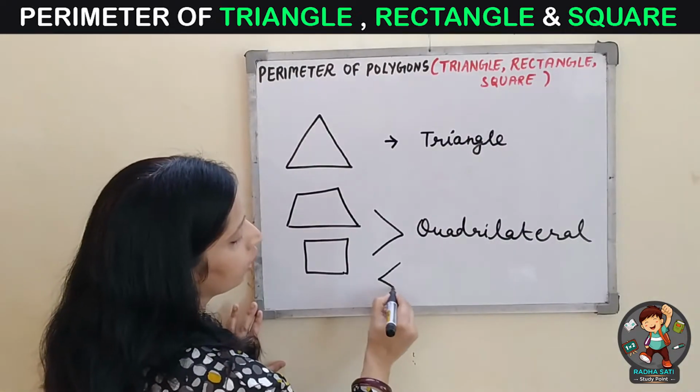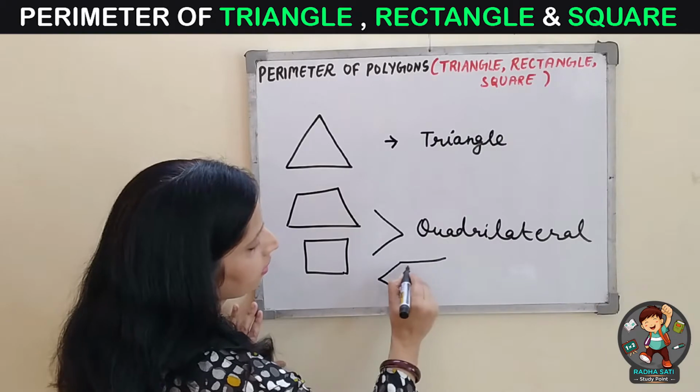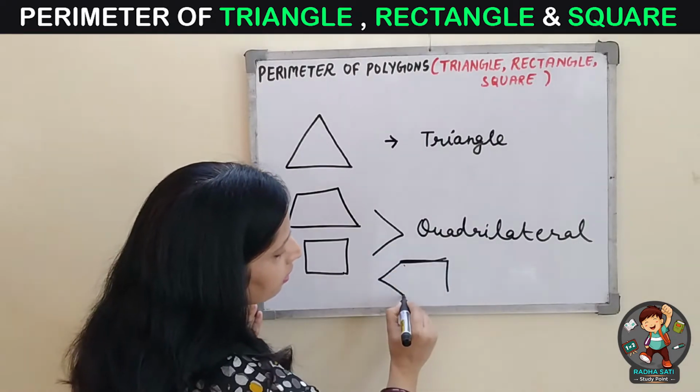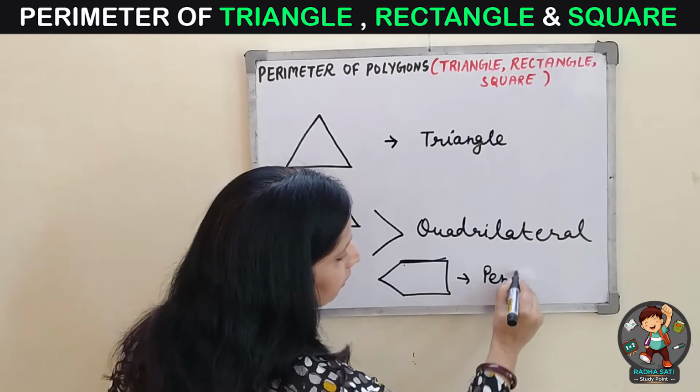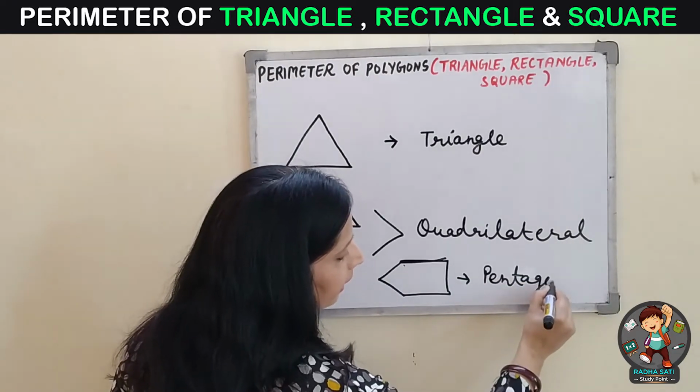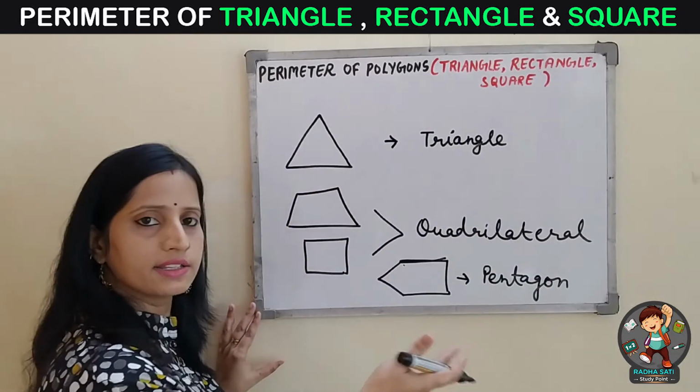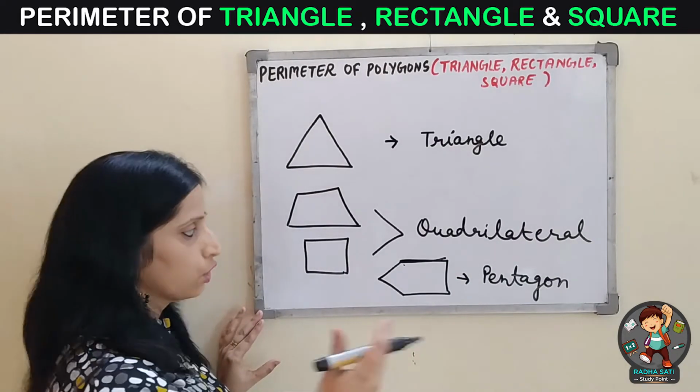Similarly, a polygon with five sides is known as a pentagon, and so on. A polygon with six sides is known as a hexagon, and so on.